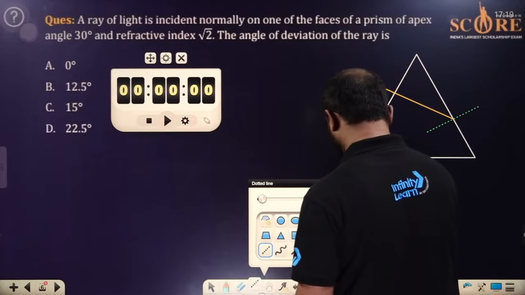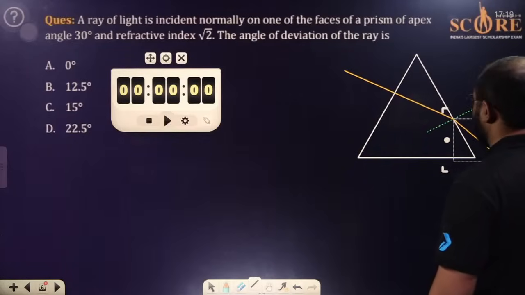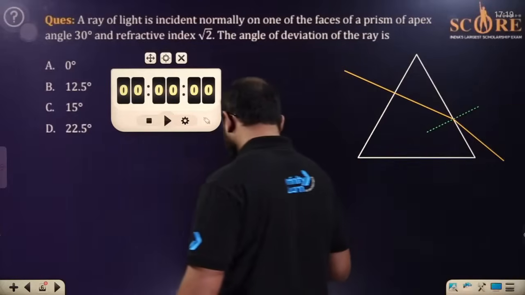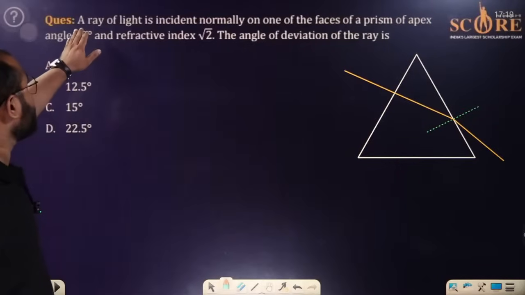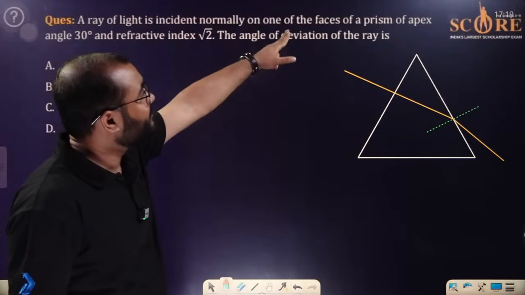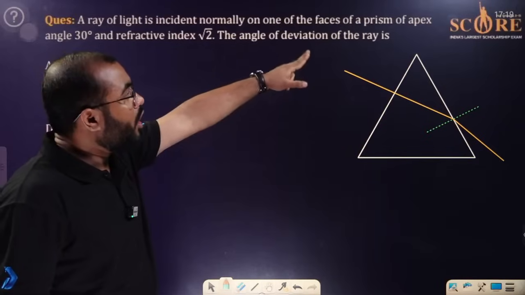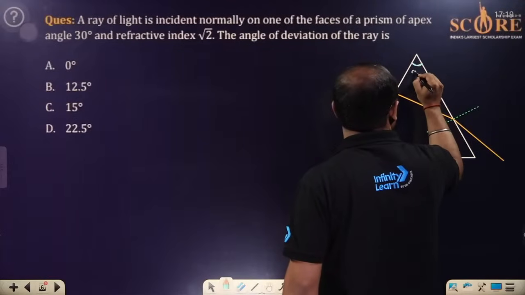Chalo. So let me draw the figure so that I can explain what is going to happen. Fine. Chalo. Let us solve this. As you can see, everyone, the question is: a ray of light is incident normally on one of the faces of the prism of apex angle, which means this angle, given as 30 degrees.